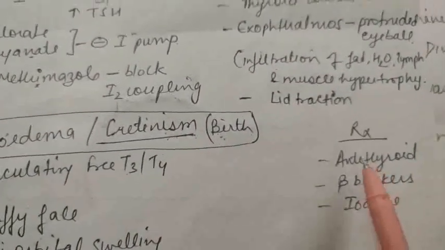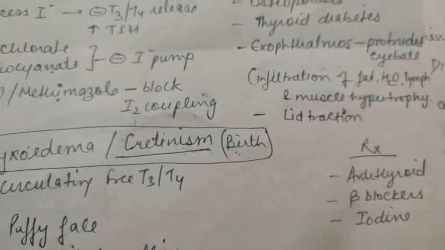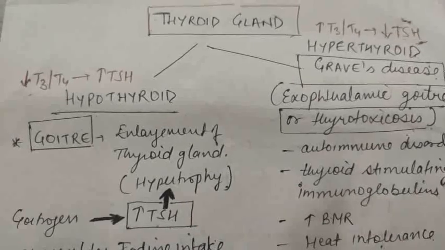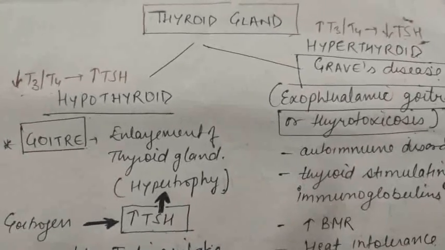How can we treat it? Anti-thyroid drugs, beta blockers and iodine can be given. So this is all about the thyroid gland, the synthesis of thyroid hormone and the applied aspect of the thyroid gland.